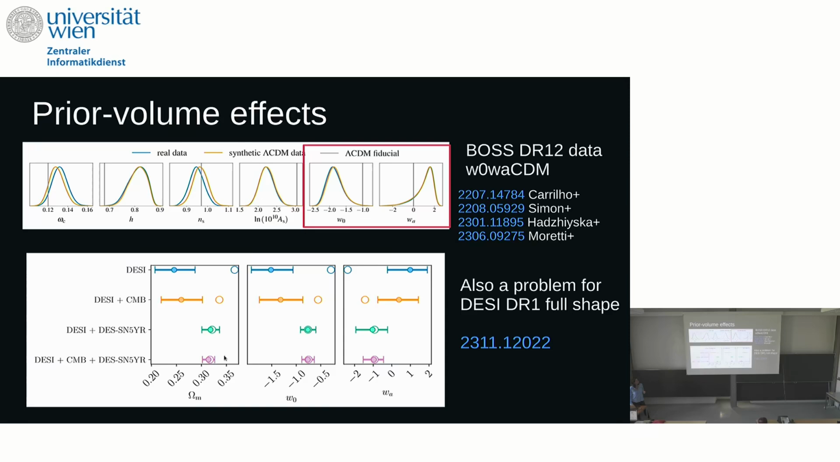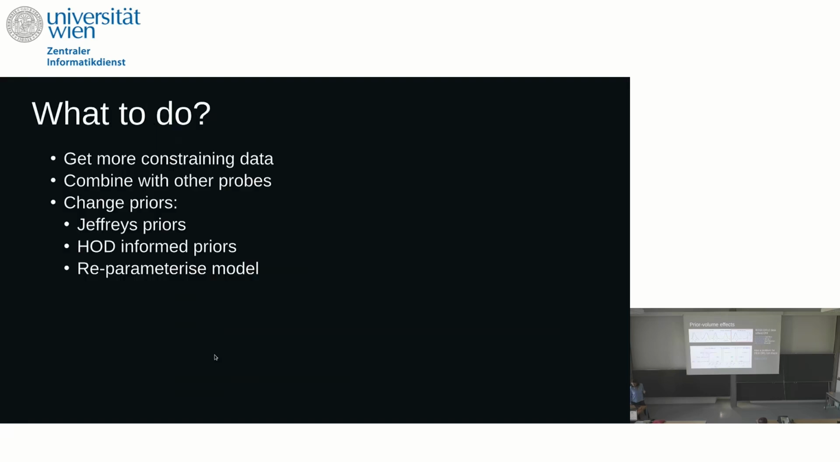And they only converge to the same values when you include CMB information and supernova information. So what to do? How do we solve this? Because the goal of stage 4 surveys is to measure beyond-ΛCDM, evolving dark energy, or dark energy in general.